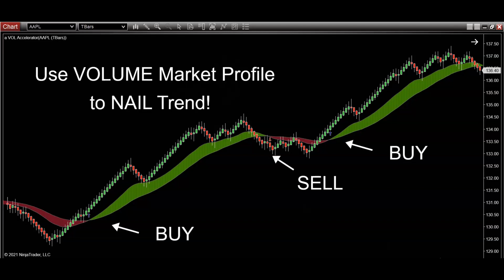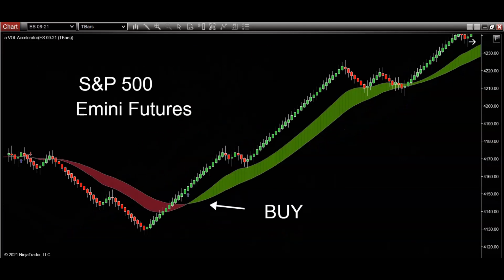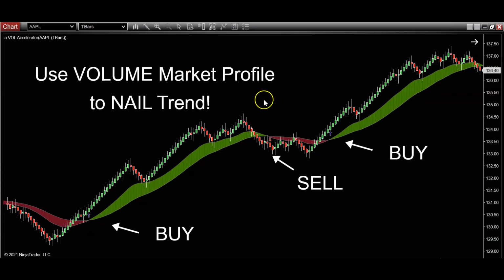All right, and I'm going to show you how no matter what market you trade, whether it's stocks or futures or even Forex, I'm going to show you my take on how to use these market profile volume bands to nail beautiful trends in the market as part of, in my opinion, a really successful trading strategy. All right, so let's get into my take on using market profile to nail these trends. Let's do it.